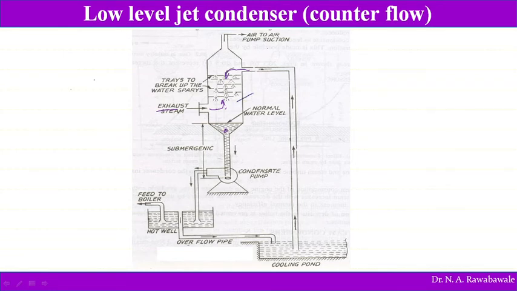So this is the condenser shell. In this condenser shell, steam enters from the bottom and moves in the upward direction, whereas cooling water comes from the top, and both move in opposite directions.